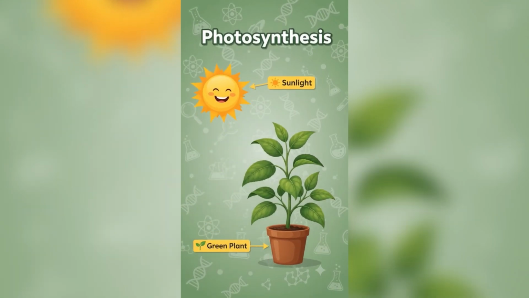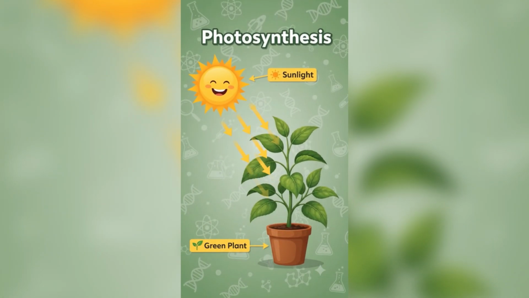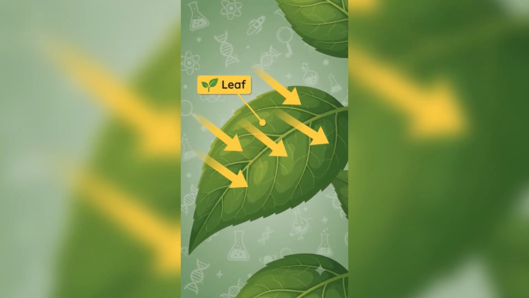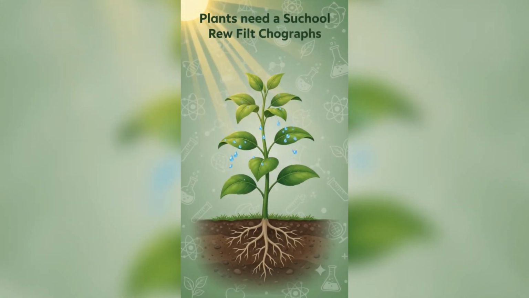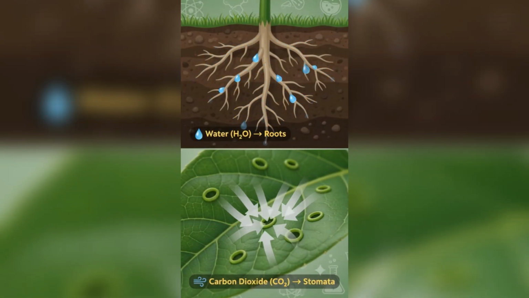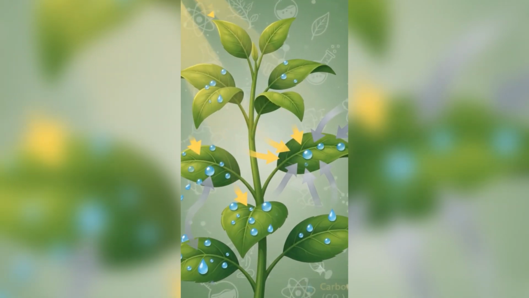Photosynthesis is the process by which green plants prepare food using sunlight, carbon dioxide, and water. This process takes place mainly inside the green leaves. Plants need three important raw materials for photosynthesis: water, absorbed by the roots, carbon dioxide from the air through stomata, and sunlight from the sun.